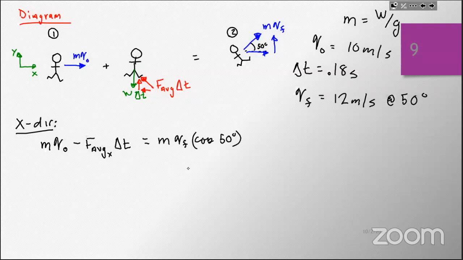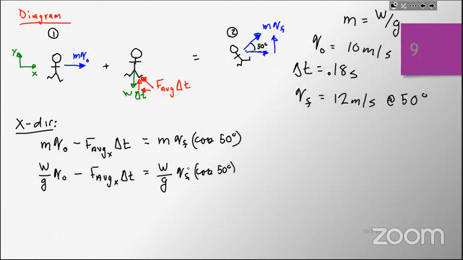But remember, the problem statement asks us to do this in terms of the jumper's weight. So we're going to need to figure out the weight from the mass. How do I change mass into something that's related to weight? What's the definition of weight? Mass times gravity, so we divide by gravity. We have that equation that I wrote up there on the top right corner. Mass is equal to weight divided by gravity. And so we can rewrite this as weight divided by gravity times V naught minus F average in the x direction, delta T, is equal to the weight divided by gravity, V sub F, cosine of 50 degrees.